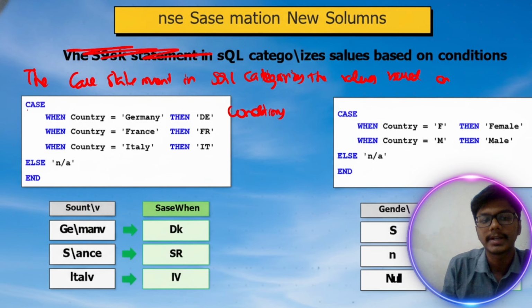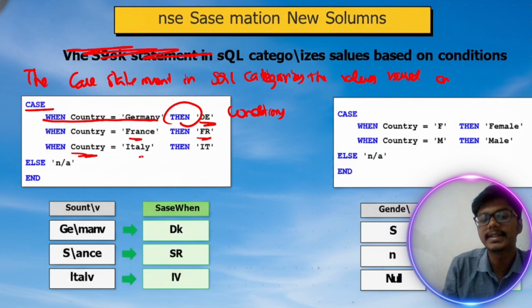Here, I'm going to write CASE WHEN country is equal to Germany. I just want to print the short name of Germany, DE. When the country is equal to France, I just want to print it as FR. When the country is equal to Italy, I just want to print it out as IT. Else, I don't want to print anything, it is NA. And the end of the logic is END.